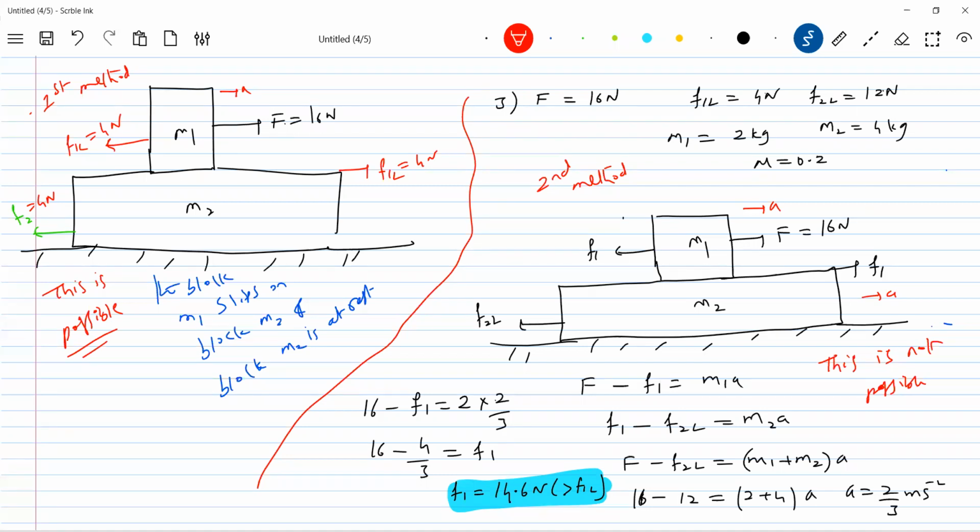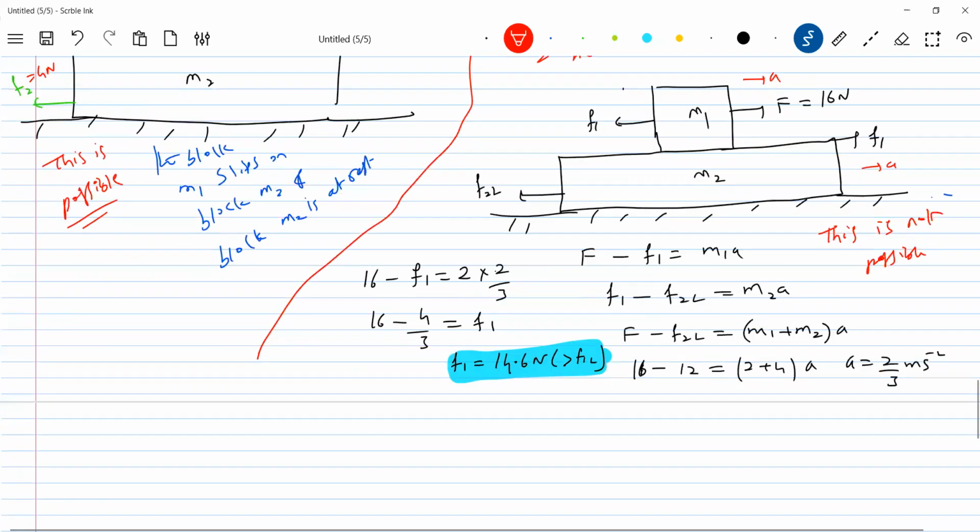Fine, all of you. So I'll change the data so that even M2 will also shift. You can see.